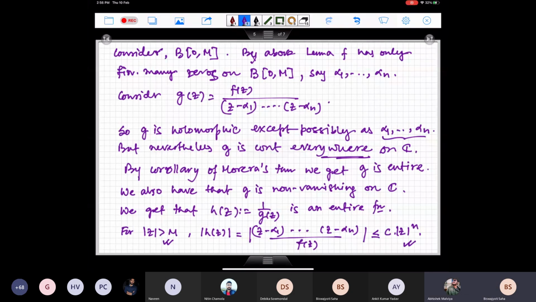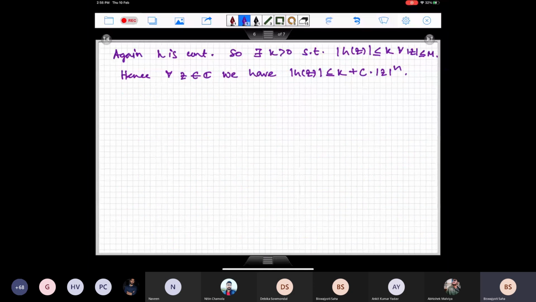Yes. So this bound c times mod z power n was for mod of z bigger than m, and k was the bound for mod z less than or equal to m. So I can just add both of them, which will work as a bound for all the z. Fine. Now if I have this bound, what can I say about h? Tell me.